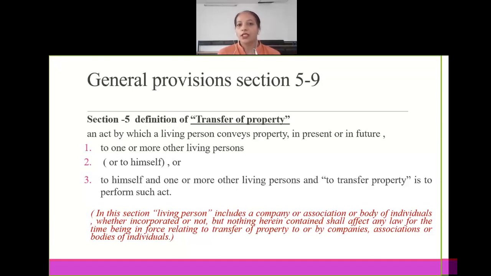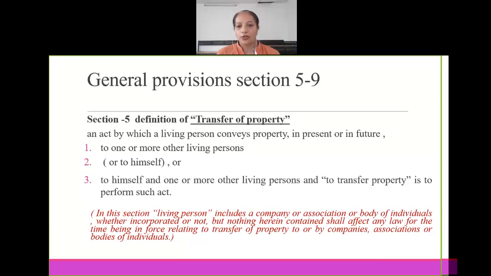But actually there is no definition of transfer of property being given over here. Now let us see what has been provided under section 5, definition of transfer of property. Students will always receive the very first question in the exam paper as to define the term transfer of property and discuss in detail what property may be transferred and what may not be transferred.